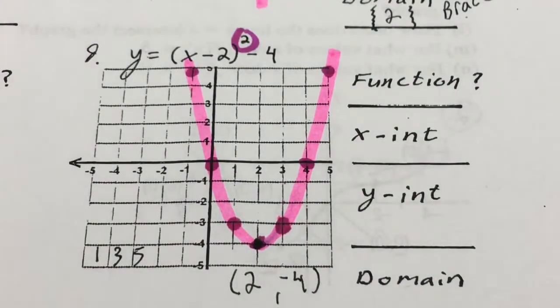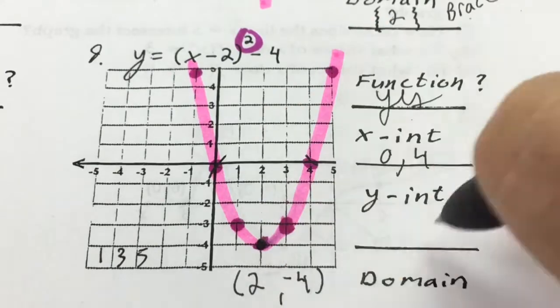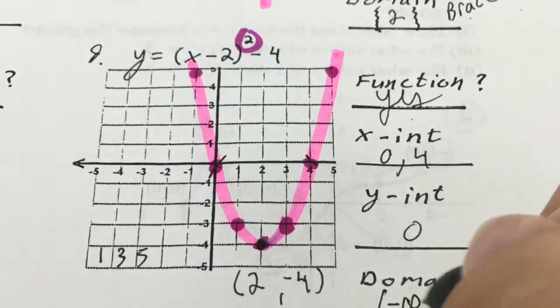Is that a function? The answer is yes. The x-intercepts, I have 2, at 0 and 4. The y-intercept is at 0, and the domain of an x squared is all real numbers, -infinity to +infinity.